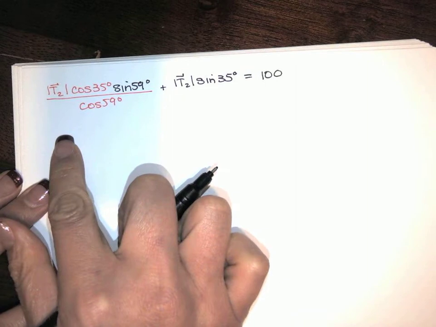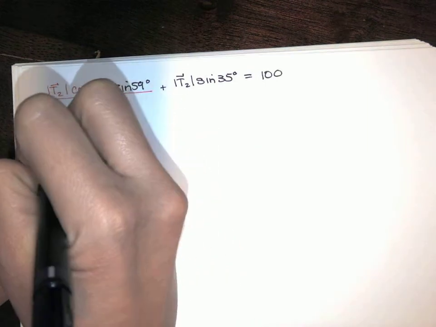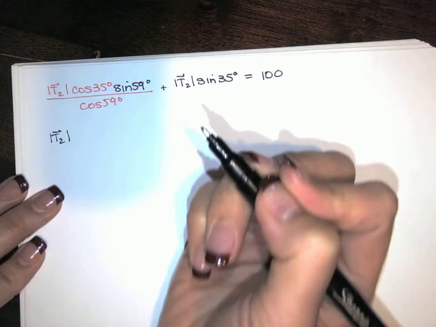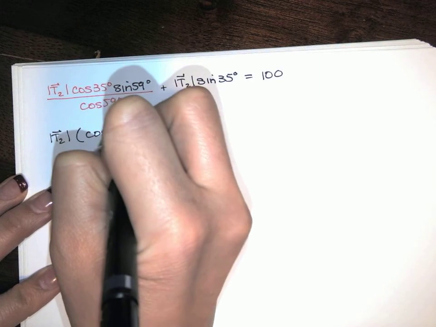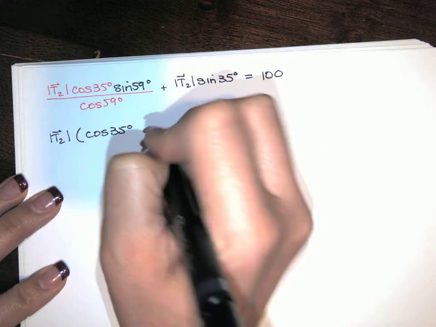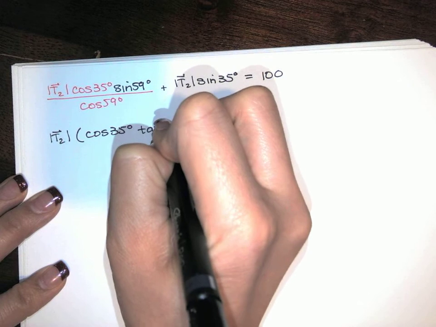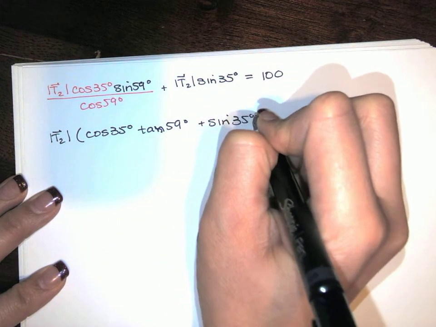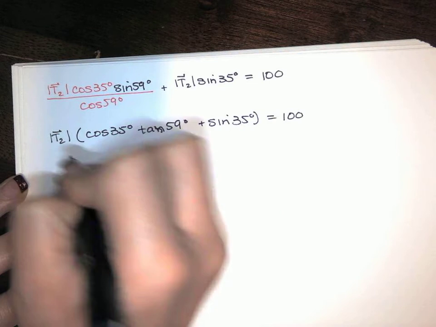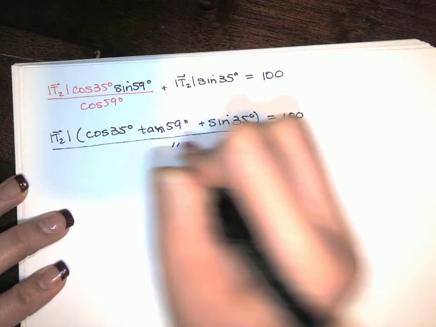I'm trying to get T2 by itself, so I'm going to factor it out. It's just algebra 1, guys. Nothing fancy. It looks worse than it is. And cosine of 35, tangent of 59, plus sine of 35. Woo! Divide by all that.